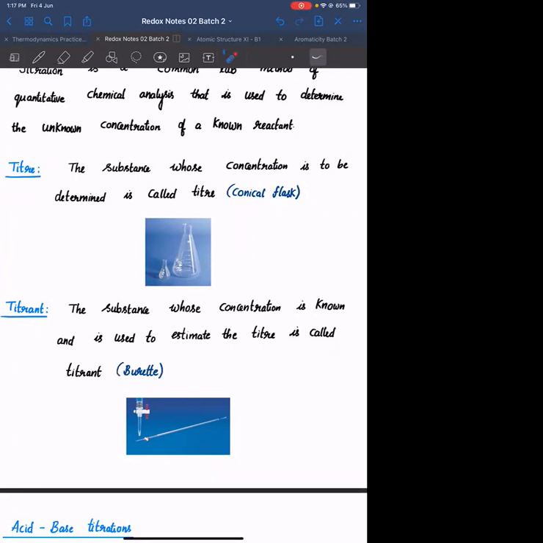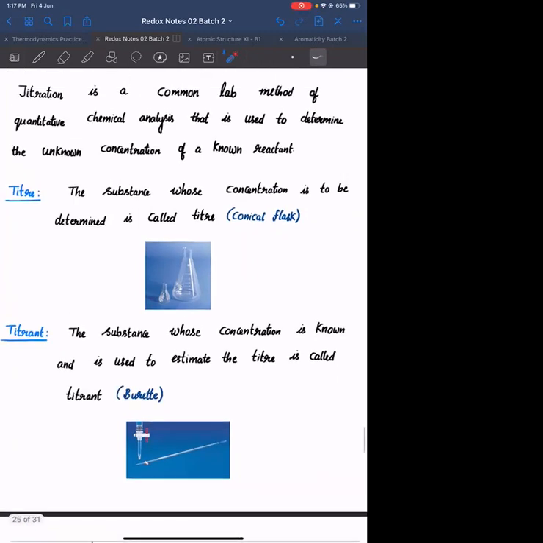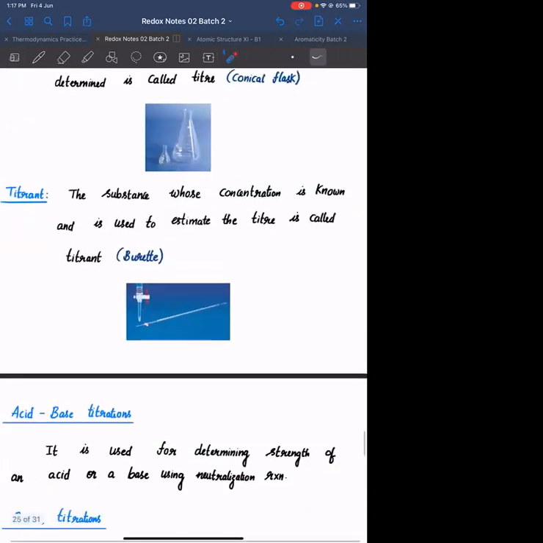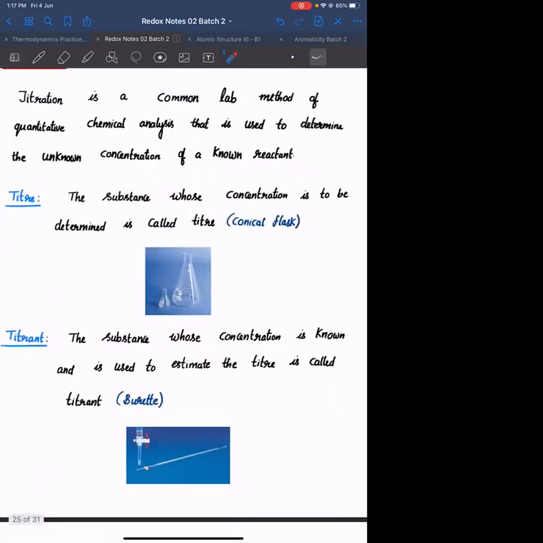At end point, what is the equation which we can apply? What is meant by equivalence? Equivalence is equal to normality into volume in liters. Okay, so at end point, what I can do is N1V1 of titer must be equal to N2V2 of titrant. मतलब आपको करना क्या है? You need to introduce the titrant dropwise into this conical flask.